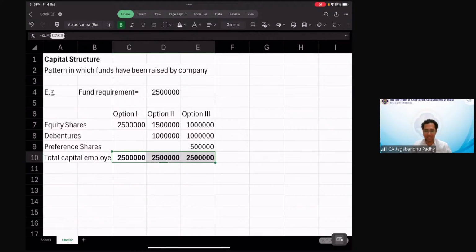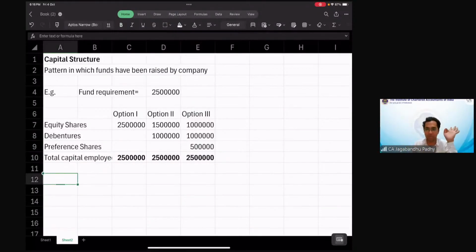So your sales is never going to be affected by the amount of debt that a company has, or the amount of equity that a company has. So your sales is going to remain the same.